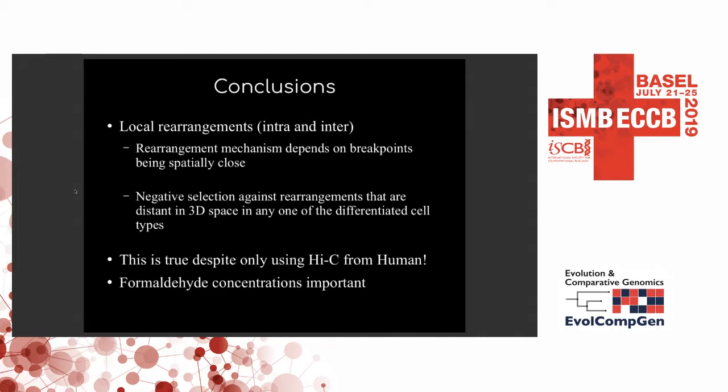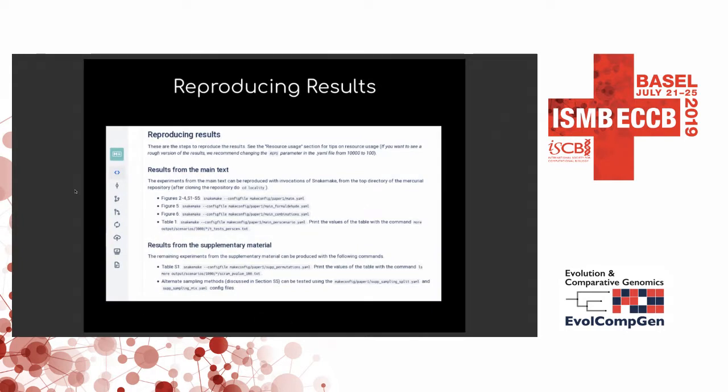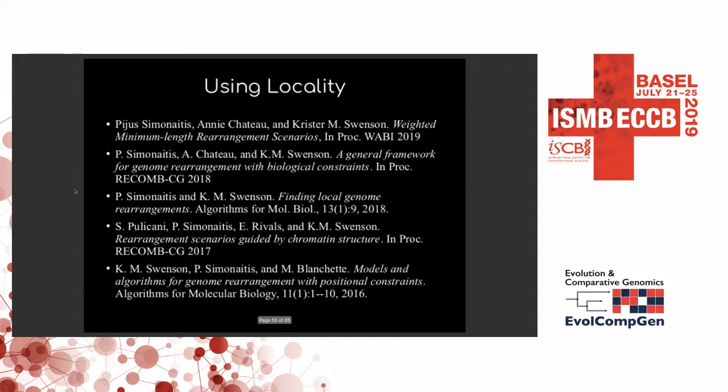We have other results about formaldehyde concentrations in the Hi-C experiment that I don't have time to talk about. All the results are reproducible: you go on the website and you download the data and you can run it with SnakeMake, and everything is automatically reproduced. You can substitute your own matrices. And since then, we've been working on models and algorithms to actually use this as a constraint to find more likely scenarios.